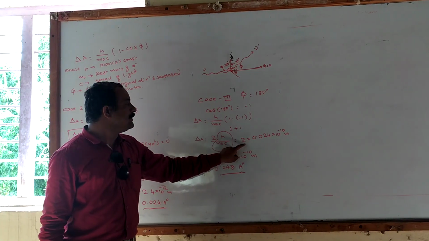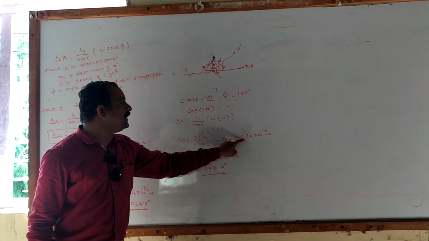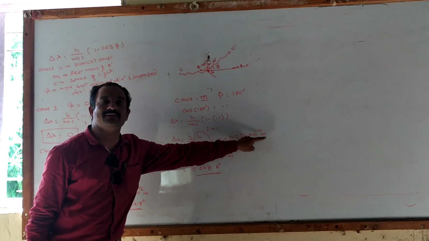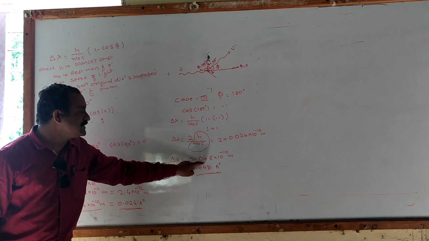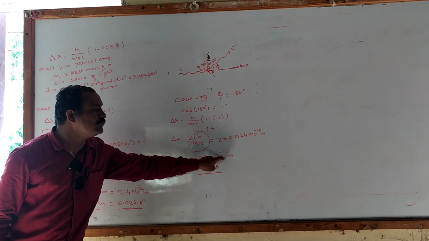Put the value: 2 into 0.024 into 10 to the power minus 10 meter, we get delta lambda equals 0.048 into 10 to the power minus 10 meter, and in terms of angstroms, it becomes 0.048.